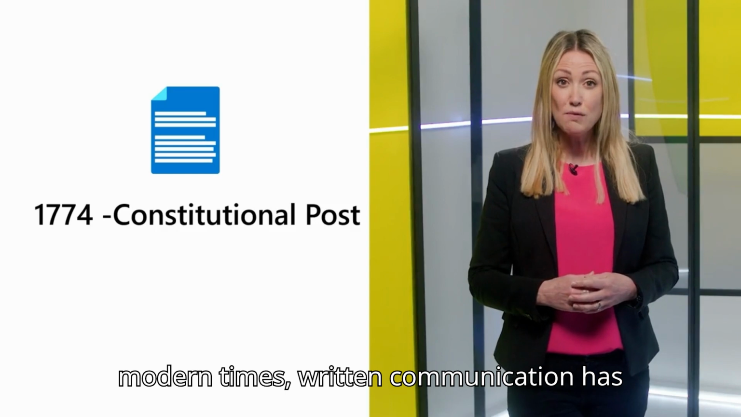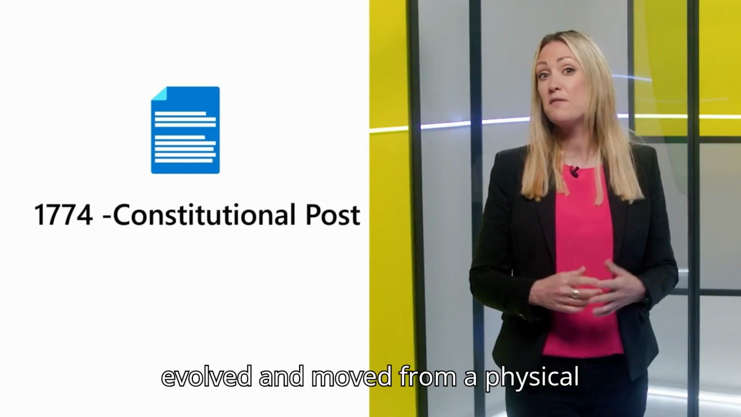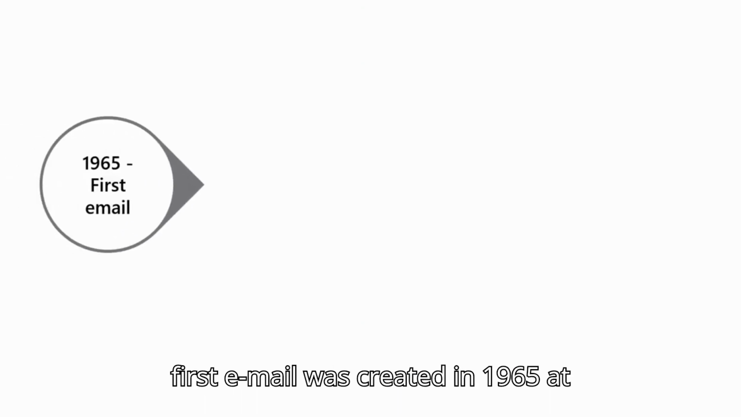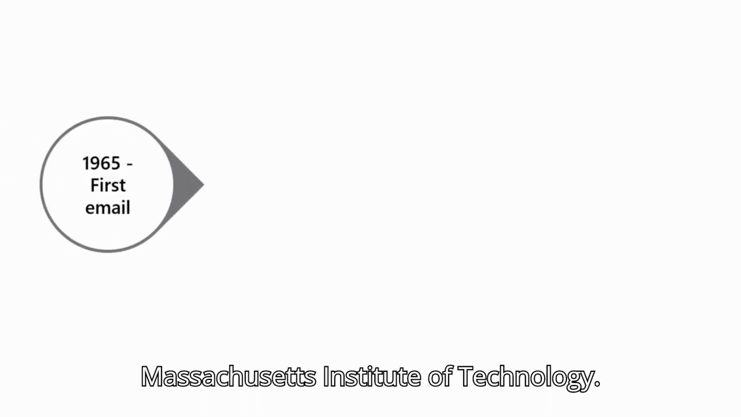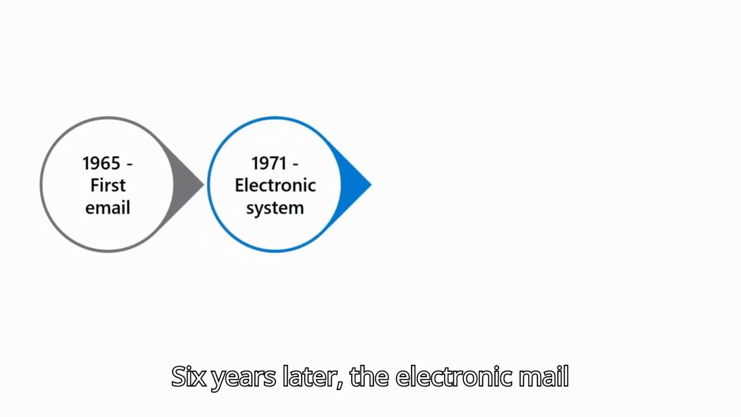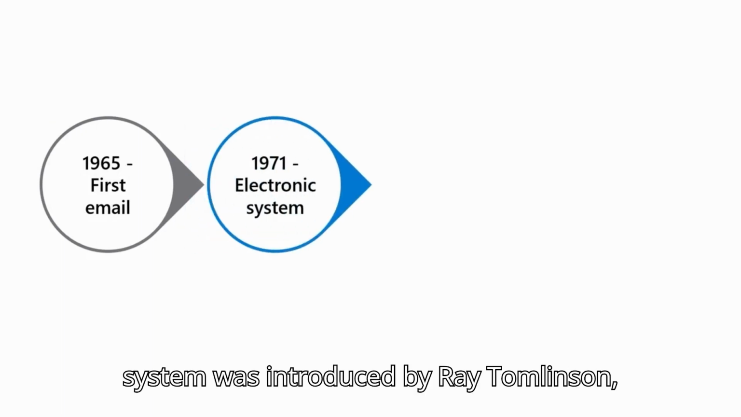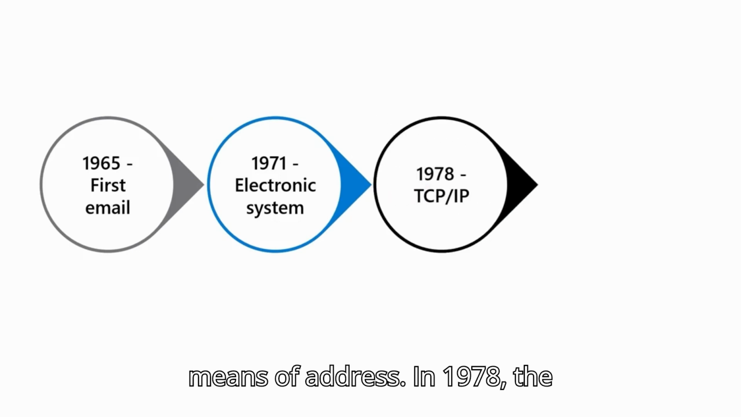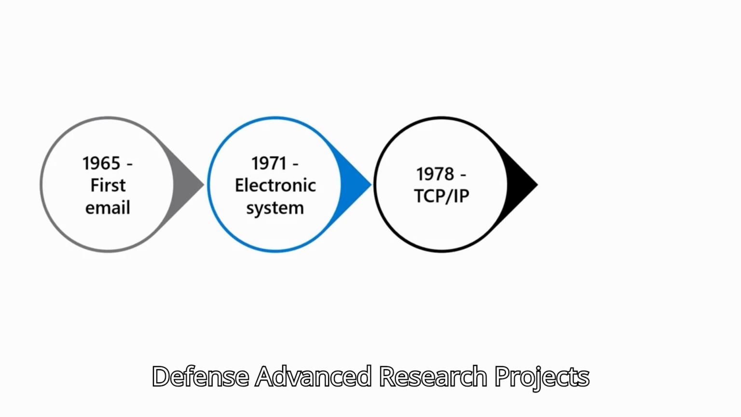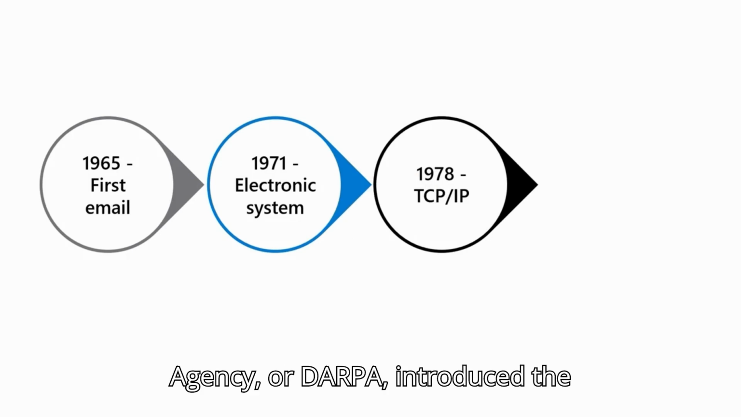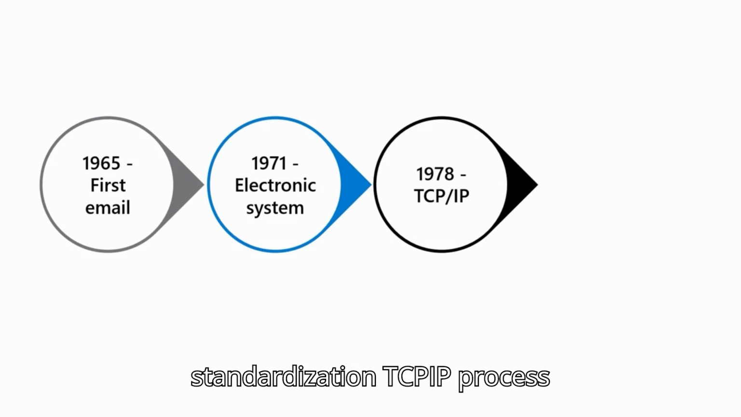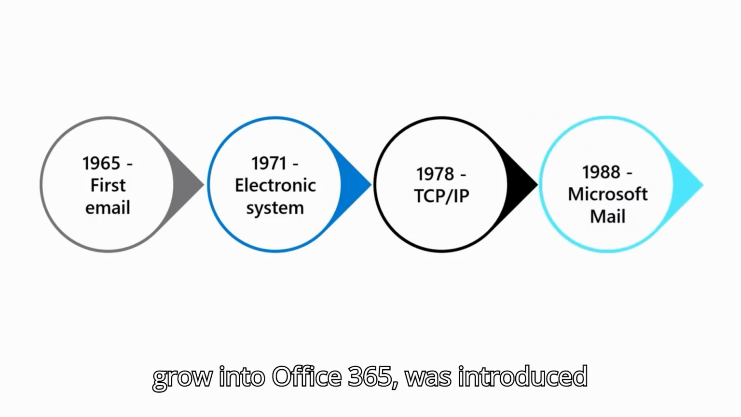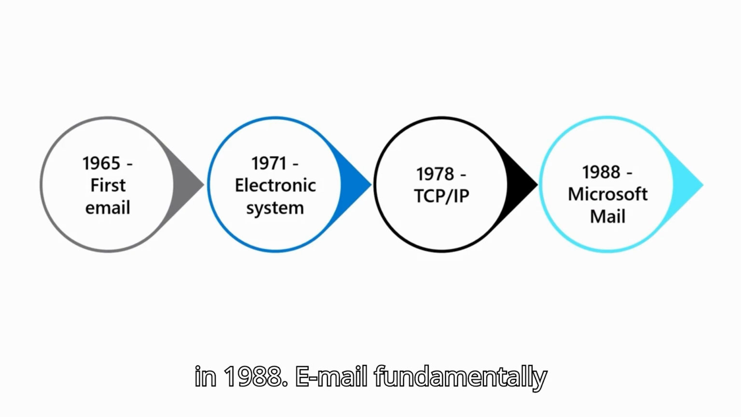In modern times, written communication has evolved and moved from a physical delivery method to an electronic one. The first email was created in 1965 at Massachusetts Institute of Technology. 6 years later, the electronic mail system was introduced by Ray Tomlinson, who also introduced the @ symbol as a means of address. In 1978, the Defense Advanced Research Projects Agency, or DARPA, introduced the standardization TCP/IP process used today. Microsoft Mail, which would grow into Office 365, was introduced in 1988.